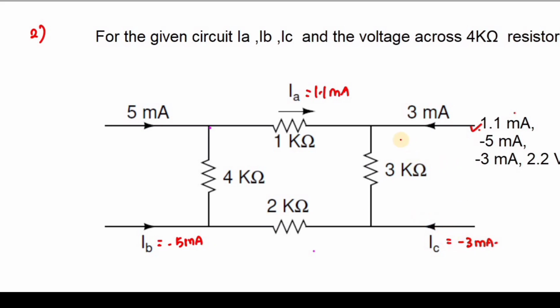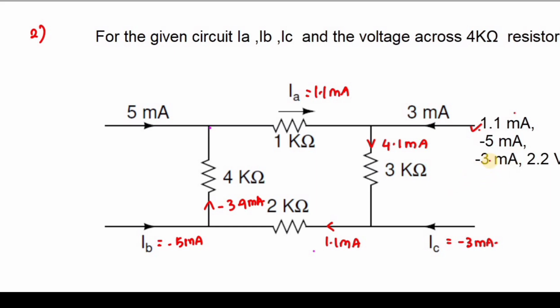So if this is the case, what is the current flowing through this one? This is nothing but 4.1 milliamps, right? And what is the current flowing through this one? With this 1.1 milliamps, right? So this is nothing but minus 3.9 milliamps. So if I add, I will get 1.1 milliamps. This is how I have to calculate it.